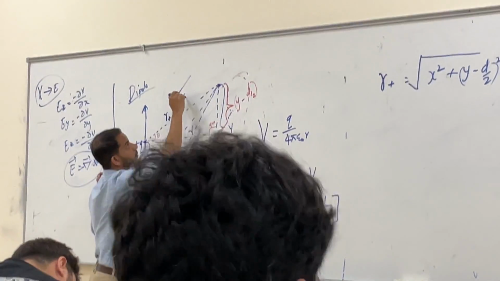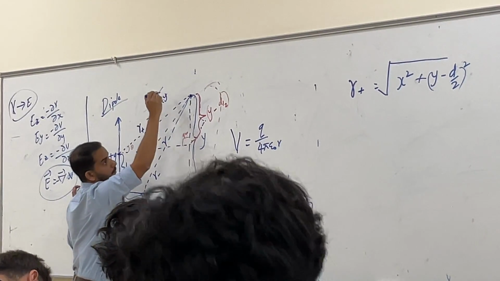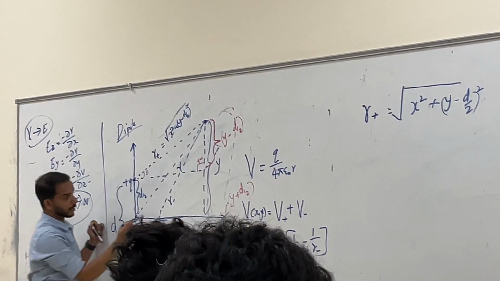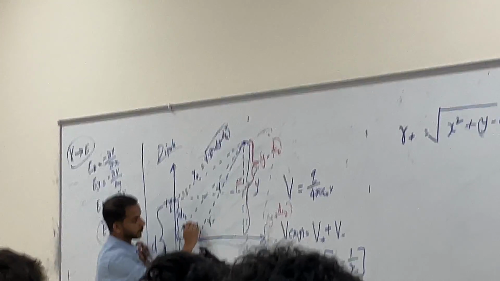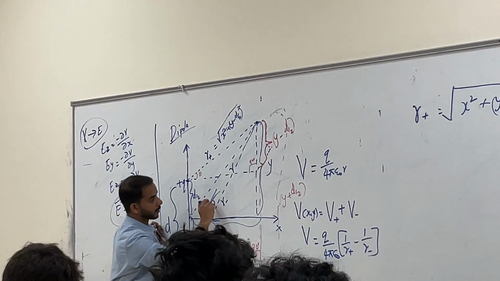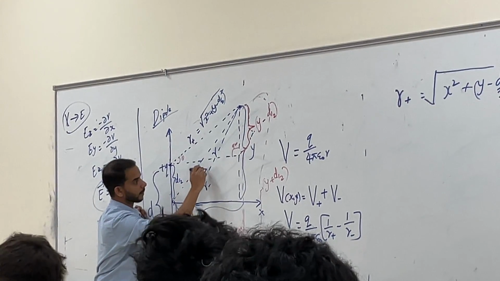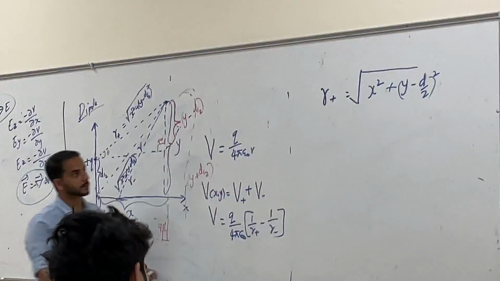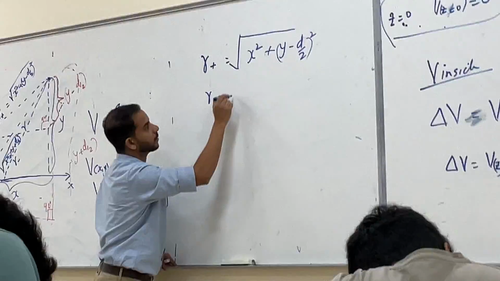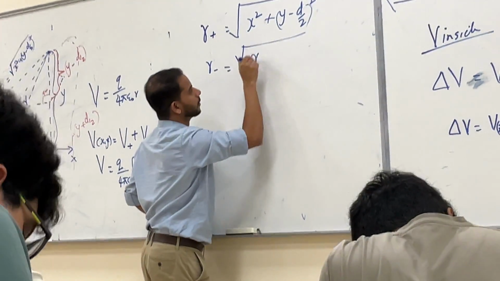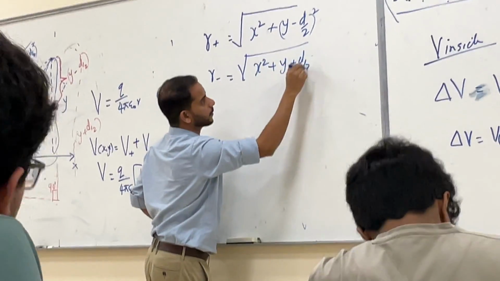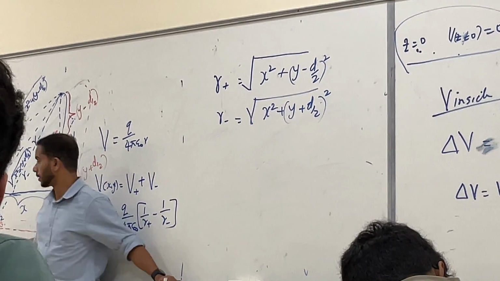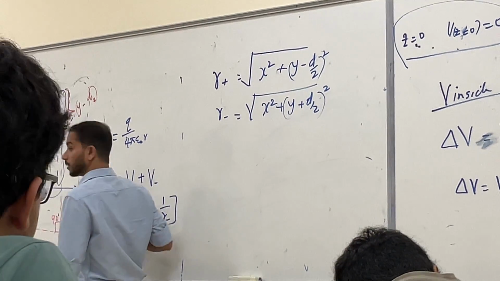Square root of x squared plus y minus d by 2, squared, right? Similarly, this R minus is the square root of x squared plus y plus d by 2 squared, right? Now you can just expand this one and find the potential.